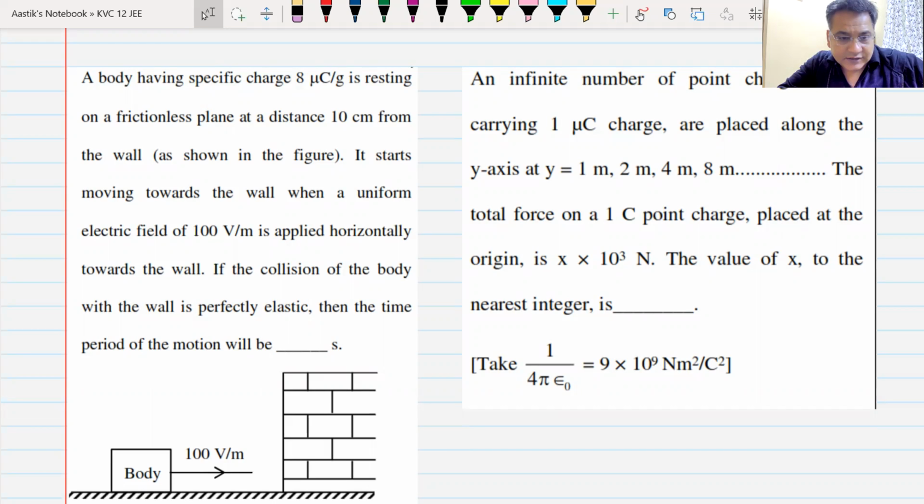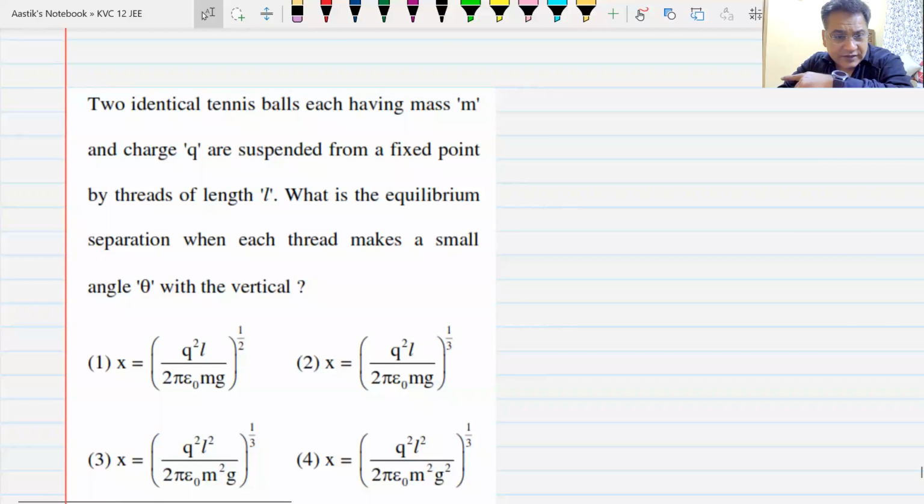Then this one. I think I have given you enough theory about this one. This is just a question from your previous years, two or three years back, and they can really get repeated again. I've given you full theory on this one, two identical tennis balls and so on. We understand this, yes or no? Yes, sir.